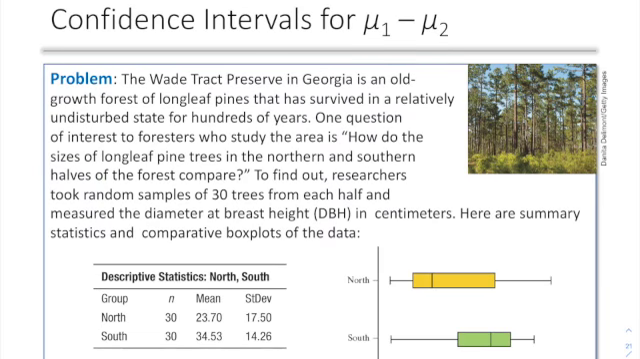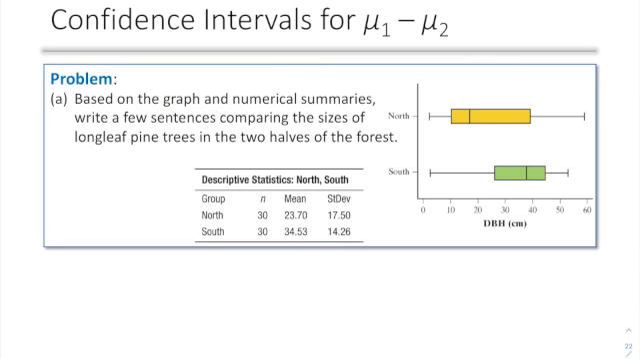The Wade Tract Preserve in Georgia is an old growth forest of longleaf pines that has survived in a relatively undisturbed state for hundreds of years. One question of interest to foresters who study the area is how the size of longleaf pine trees in the northern and southern halves of the forest compare. To find out, researchers took random samples of 30 trees from each half and measured the diameter at breast height, DBH, in centimeters. Here are the summary statistics and comparative box plots of the data. Based on the graph and numerical summaries, write a few sentences comparing the sizes of longleaf pine trees in the 2 halves of the forest.